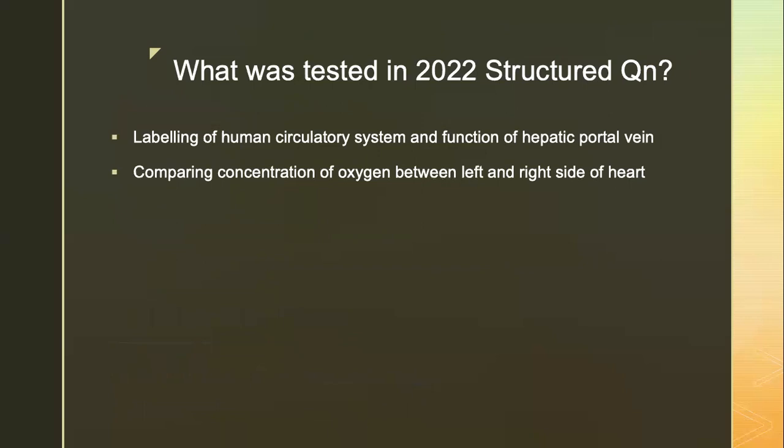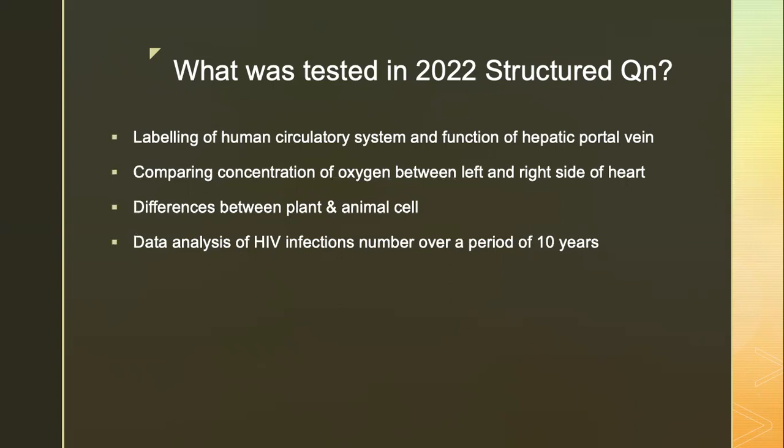They are also required to compare the concentrations of oxygen between the left and right side of the heart and explain the difference. The difference between plant and animal cell, data analysis, of course, in a much scaled down version, of HIV infections number over a period of 10 years, asking questions like how is HIV spread and why is there a reduction in the number over the recent years, sexual reproduction in plants involving the functions of the parts of the plant that are involved in sexual reproduction, pollination, and fertilization.